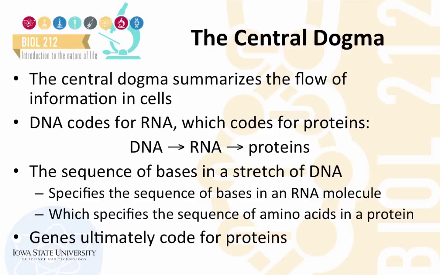So to summarize the central dogma of information flow within cells, we can say that DNA codes for RNA, which codes for proteins. So the information thus flows from DNA to proteins. And these proteins are the functioning molecules that serve different functions in the cell. The sequence of bases in a stretch of DNA specifies the sequence of bases in an RNA molecule, which specifies the sequence of amino acids within a protein. So genes ultimately code for proteins.